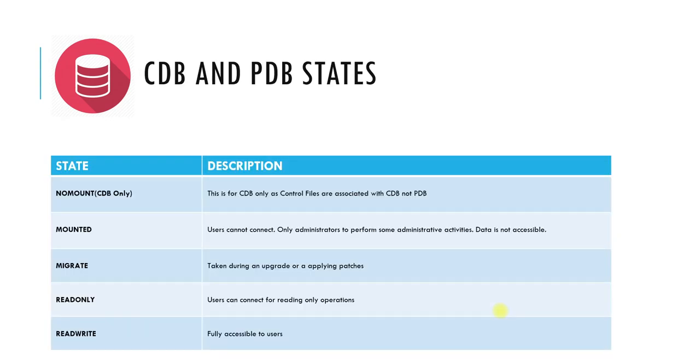Okay, so these are the PDB and CDB states. Because CDB is associated with the control file, it can be in nomount state, but this is CDB only. PDBs are not associated with SP files, archive logs, control files, redo logs, and for that reason, because it's not associated with the control files, it will never be in nomount state.